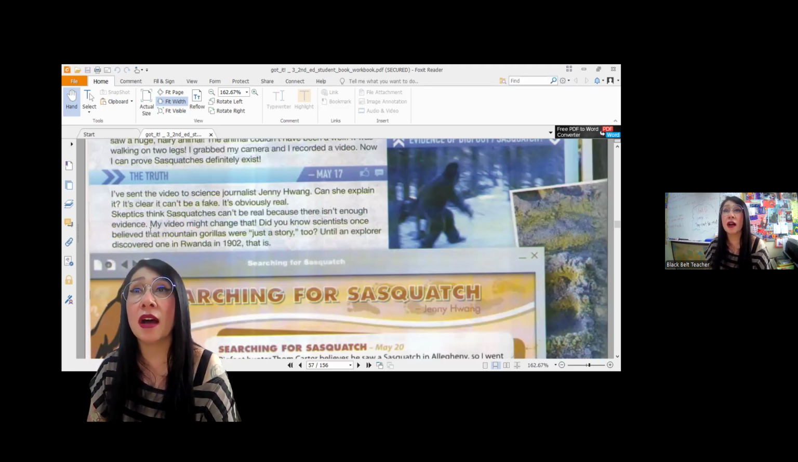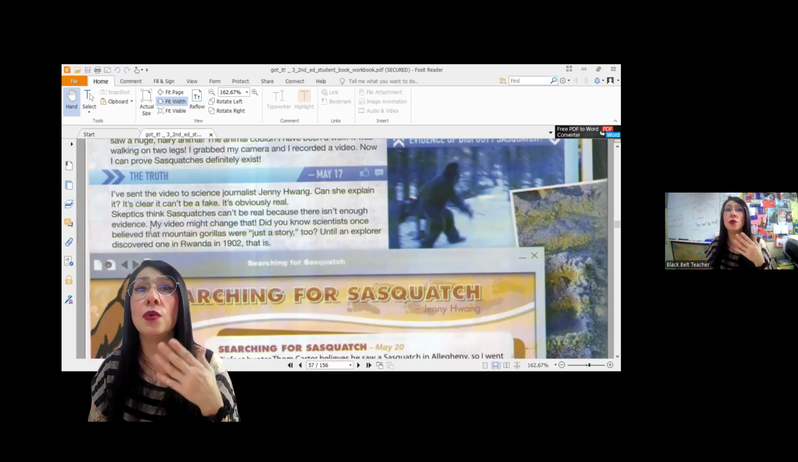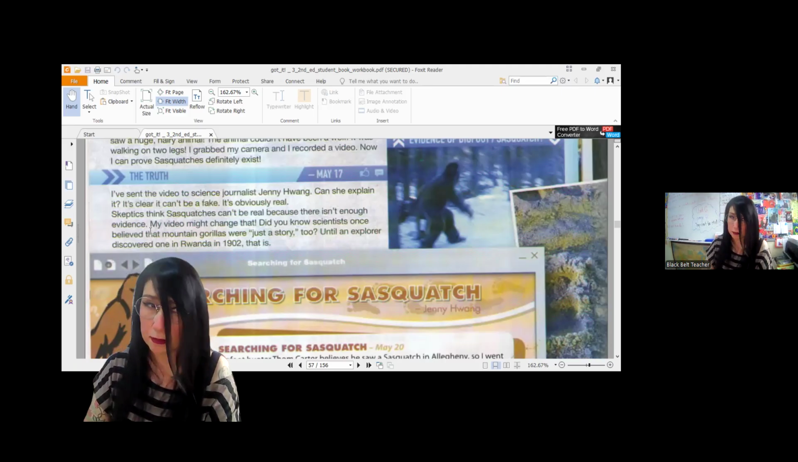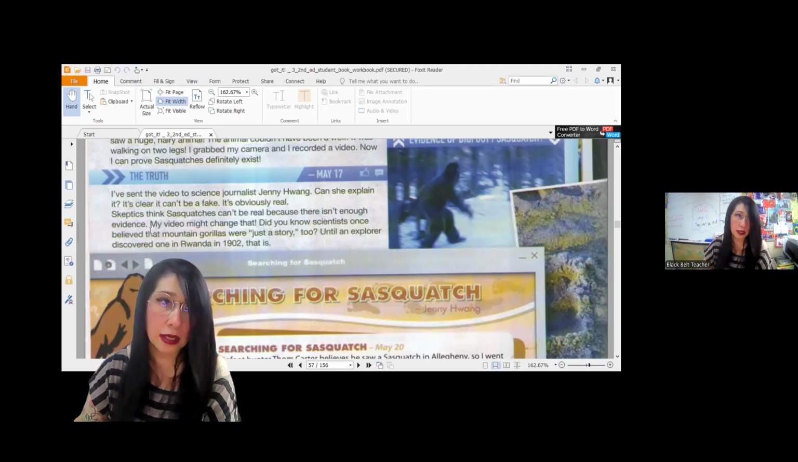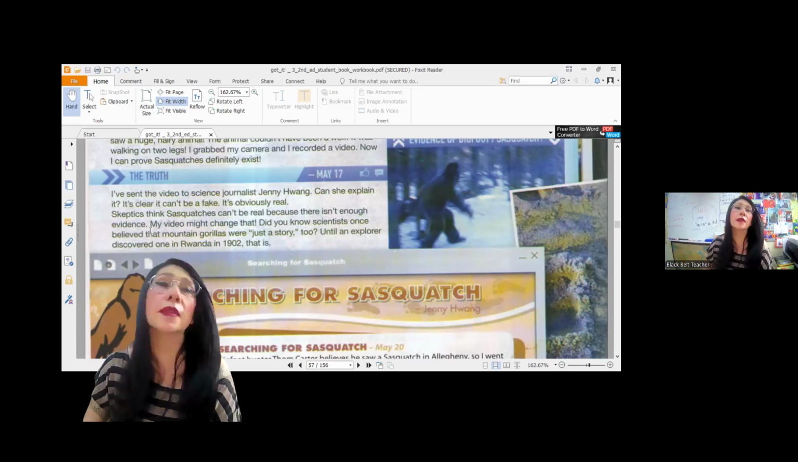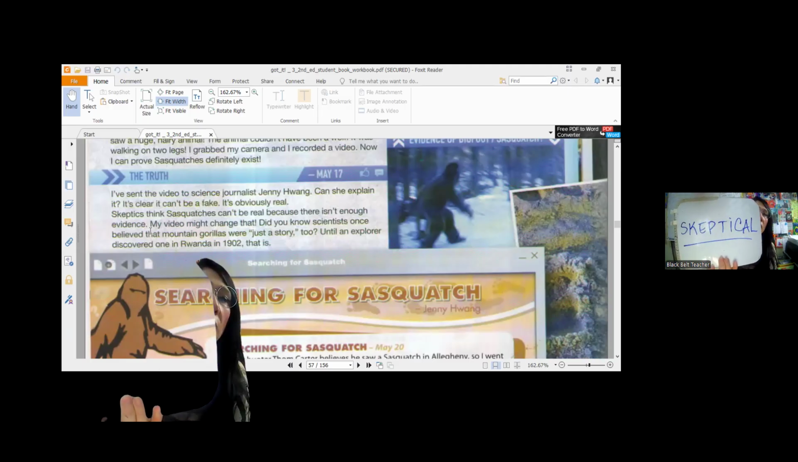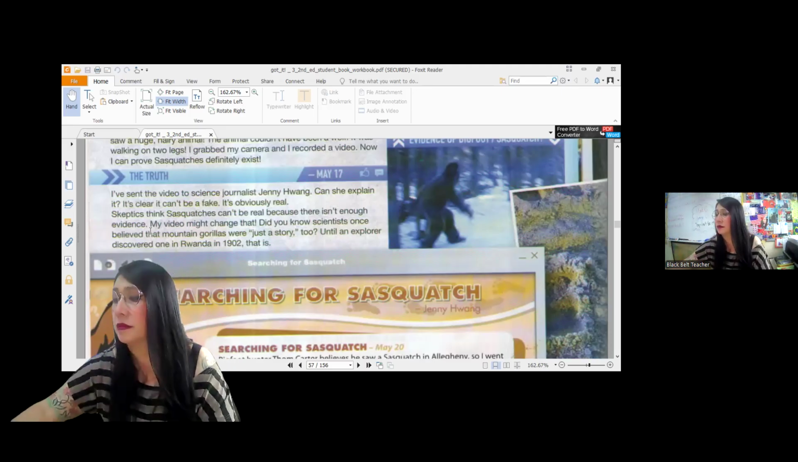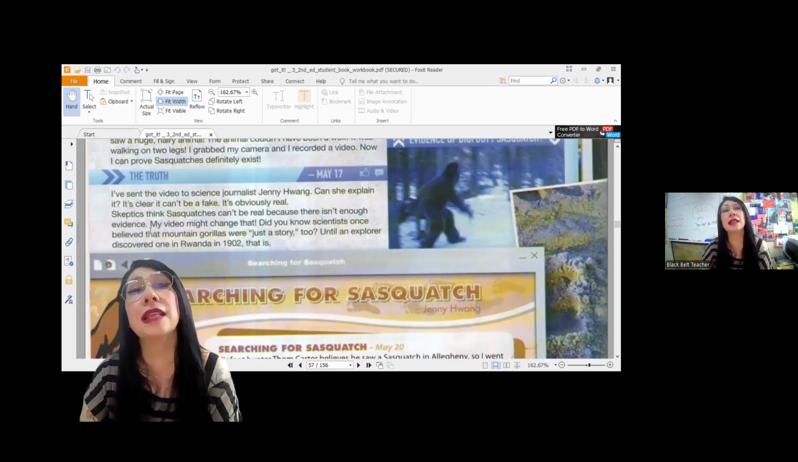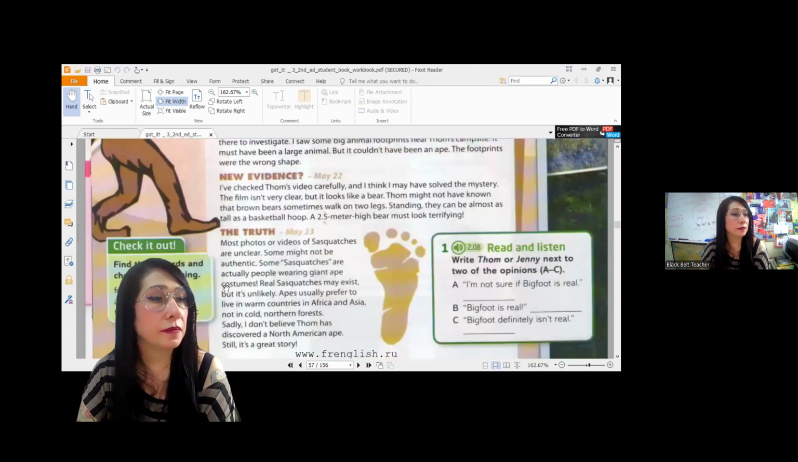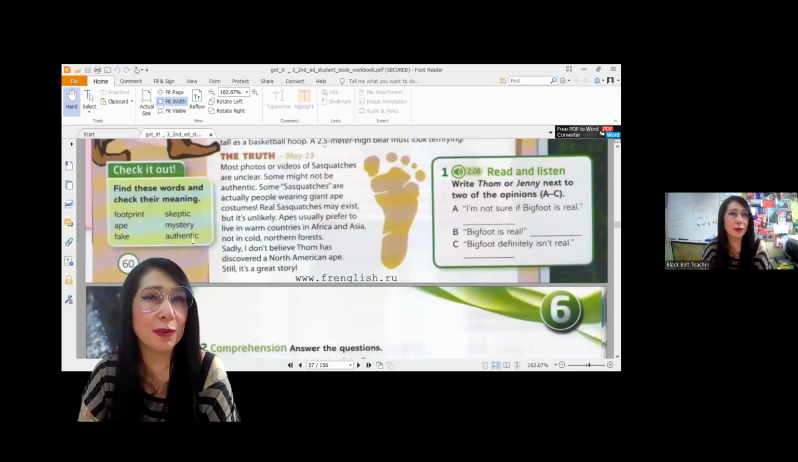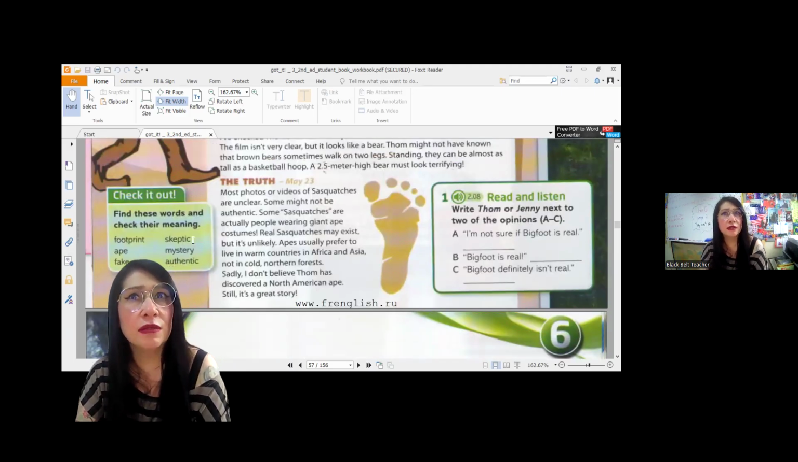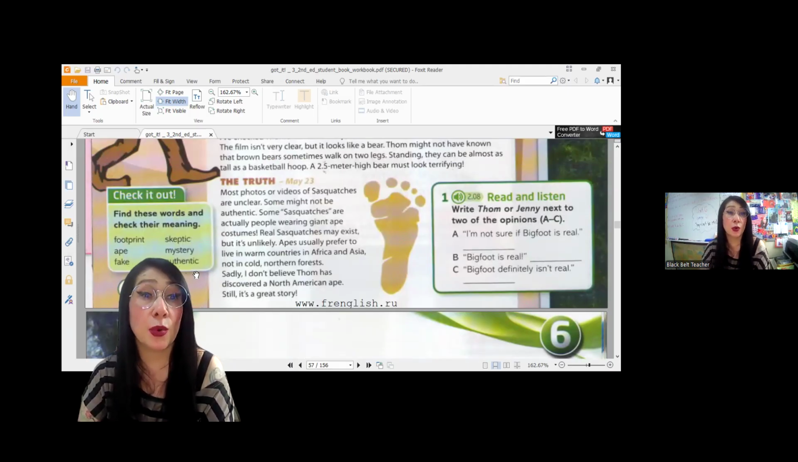So if science is not participating in proving that theory, it becomes skeptic. Skeptic also brings this adjective, skeptical. Skeptic means skeptical. The next is mystery. Well, we know mystery because it's a true cognate. So we have mistério, so mystery, and authentic is also similar to our language.